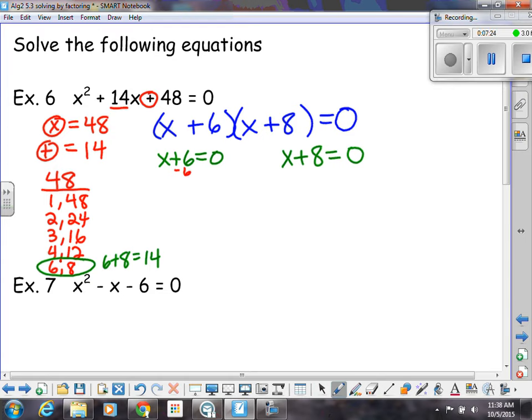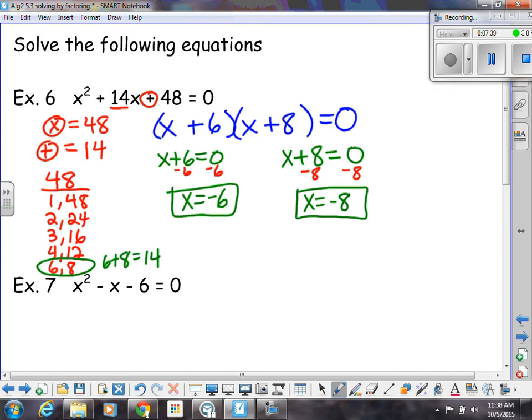Subtract the 6, and then we get x equals negative 6. And then we would subtract the 8, and then we get x equals negative 8. So you see that all that happens is it becomes the opposite of what number was in parentheses. So that's why we always said P and Q had to be opposite.